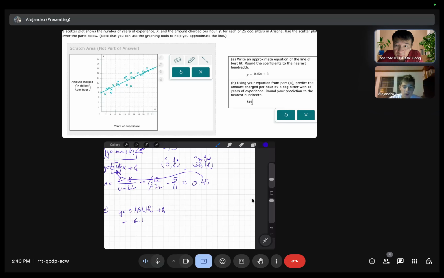And it looks about right. I'm looking now at 18. 16.1 for the y. When x is 18, it looks like the y is about 16.1. Yeah, based on our line that we came up with, the best fit line that we chose to draw. Yeah, looks good.